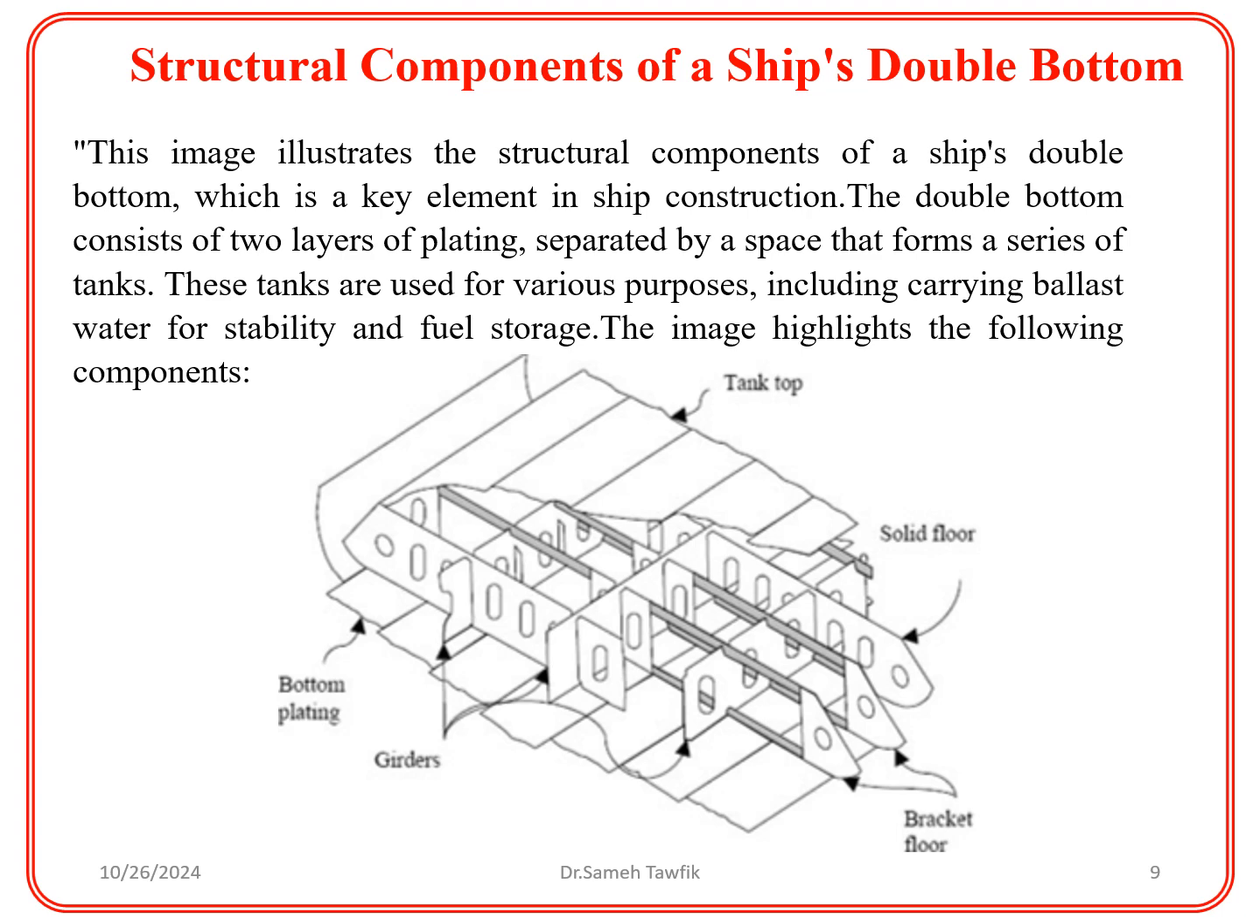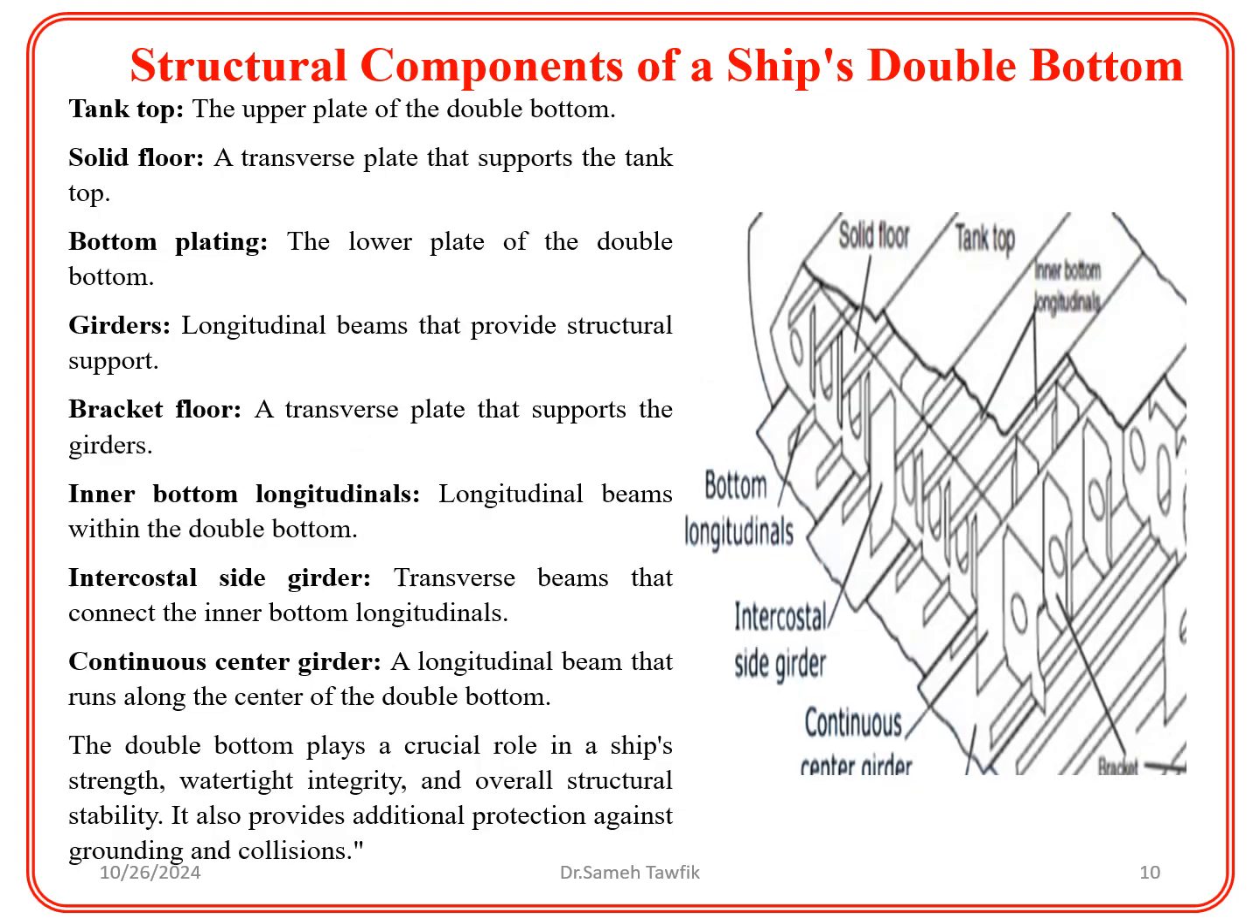The image highlights the following components: tank top, the upper plate of the double bottom. Solid floor, a transverse plate that supports the tank top. Bottom plating, the lower plate of the double bottom. Girders, longitudinal beams that provide structural support. Bracket floor, a transverse plate that supports the girders.